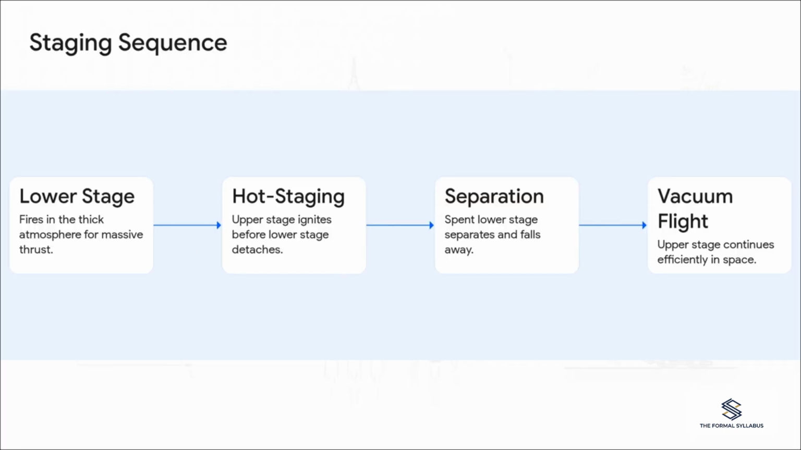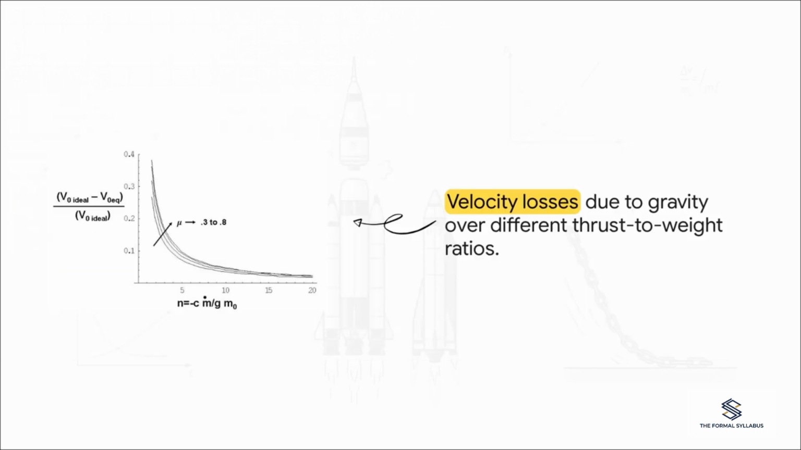The launch sequence itself is just a masterclass in physics optimization. The beefy lower stage fires in the thick atmosphere, where you desperately need massive thrust. Then, engineers sometimes use this incredibly aggressive technique called hot staging, where the upper engine literally fires before the empty lower stage even detaches. This keeps the momentum going perfectly and ensures the liquid propellant stays neatly settled at the bottom of their tanks. Once that dead weight separates, the upper stage just coasts highly efficiently in the vacuum of space. But dropping dead weight isn't quite enough to win the game.